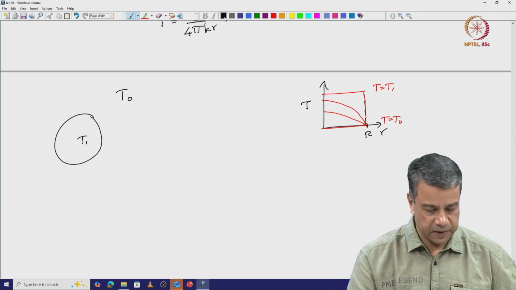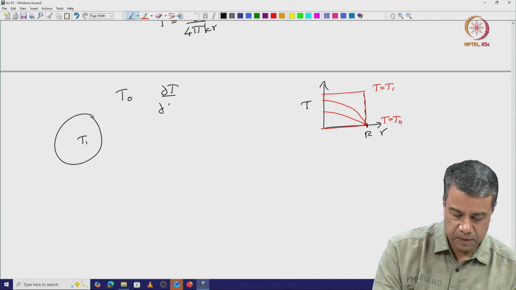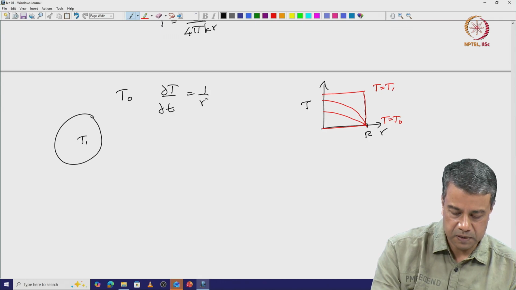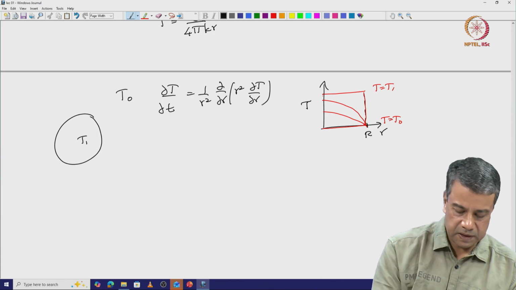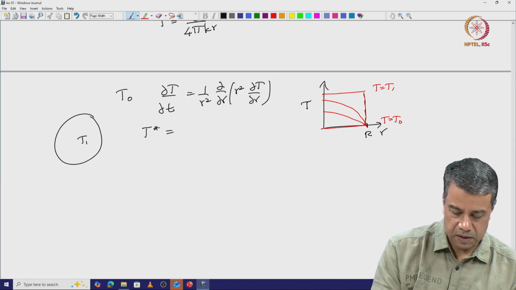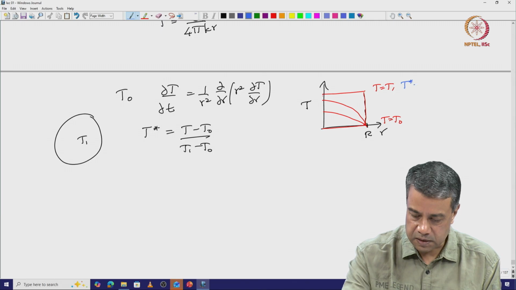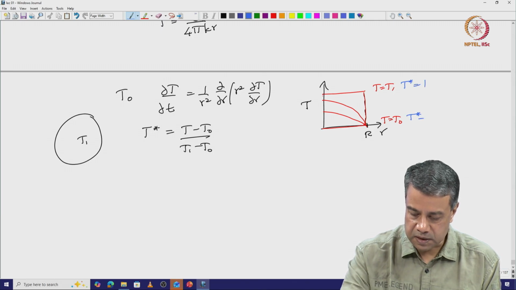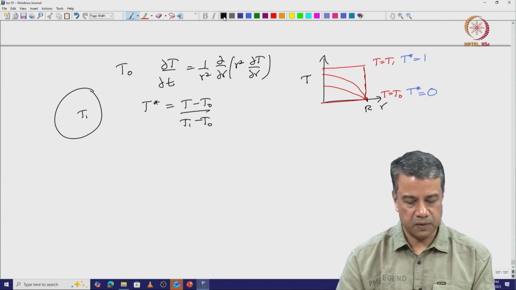We use a spherical coordinate system. The temperature field is given by partial T by partial t is equal to 1 by r square d by dr of r square partial T by partial r. Define the scaled temperature as T star is equal to (T minus T naught) by (T1 minus T naught). So, this corresponds to T star equal to 1, and this corresponds to T star equal to 0. Therefore, T star varies between 1 and 0.